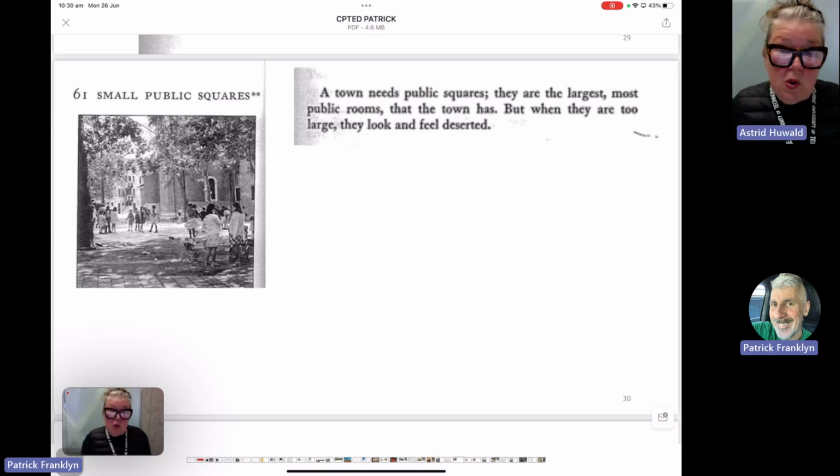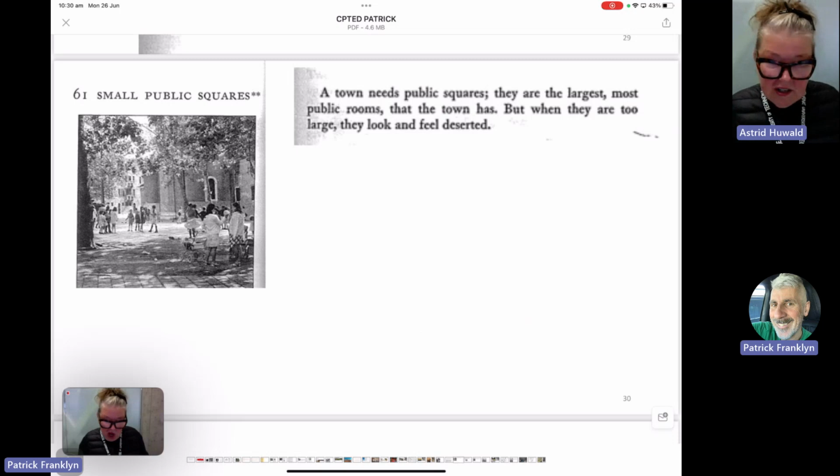It's a question of proportion, that public squares are like public rooms. You feel very safe if you, in a city, feel that the civic spaces are like rooms, and to be very mindful that people like cozier ones. When they're too large, they feel deserted, and emptiness feels awful.